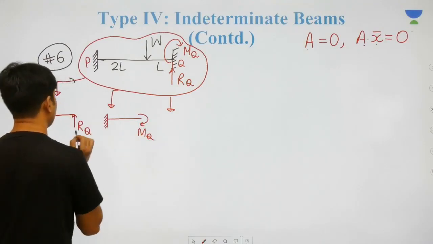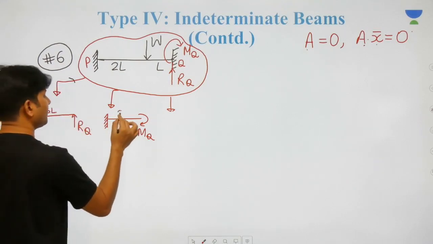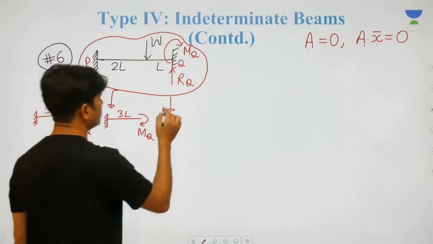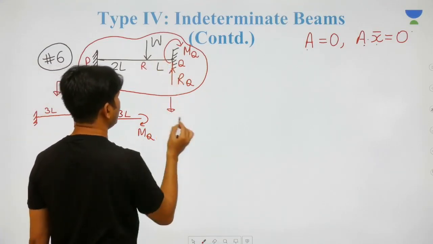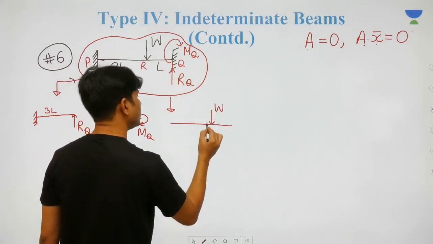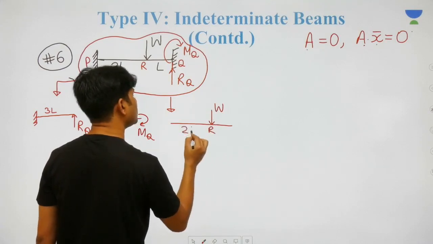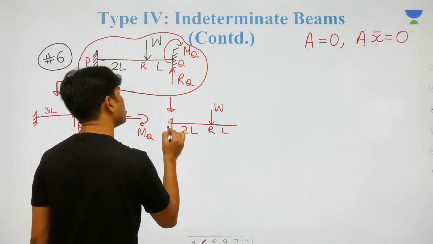Total length of the beam is 3L. Keep that in mind. And then there is this load W acting at point R, at distance 2L. In the remaining distance L, there is nothing.